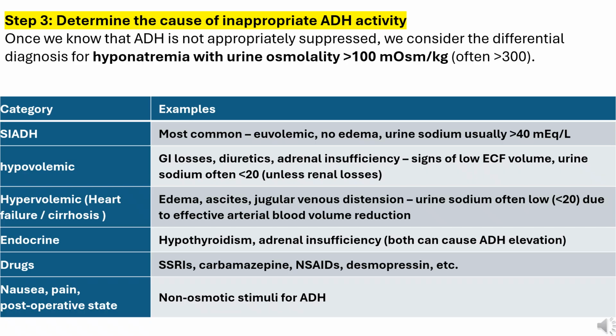Most common, euvolemic, no edema, urine sodium usually greater than 40 mEq/L. Volume depletion, hypovolemic: GI losses, diuretics, adrenal insufficiency, signs of low ECF volume, urine sodium often less than 20, and less renal losses. Heart failure/cirrhosis, hypervolemic: edema, ascites, jugular venous distension, urine sodium often low, less than 20, due to effective arterial blood volume reduction.